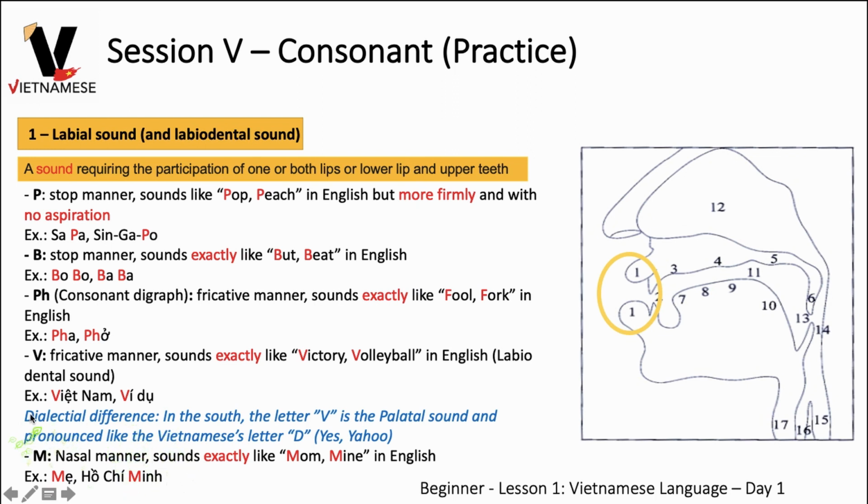And one more thing is, due to the dialectal difference in the South, the letter V is a palatal sound and pronounced like the Vietnamese letter Y, like yes and Yahoo in English. So if I'm in the South, I would pronounce this like Việt Nam, or ví dụ. But remember that the standard pronunciation of this consonant is still V, like Vietnam and ví dụ. Okay.